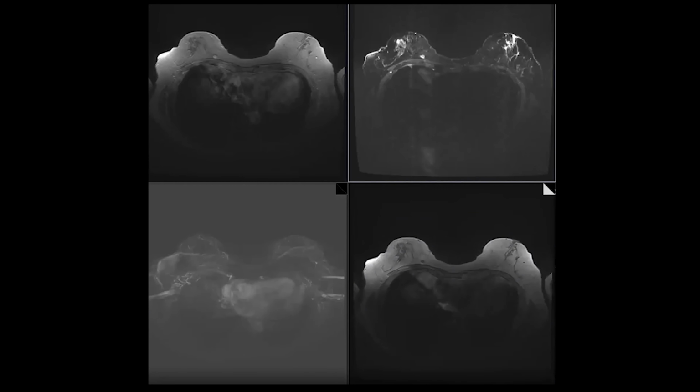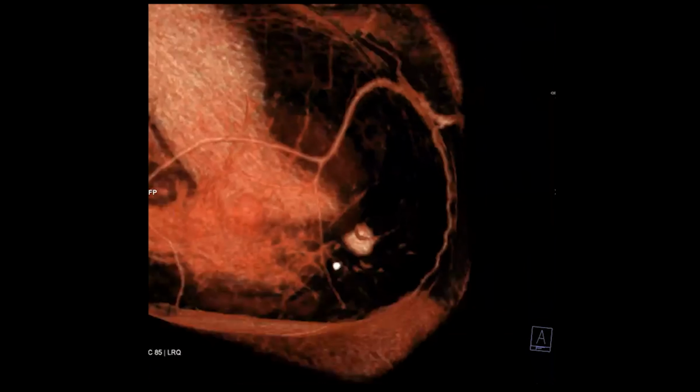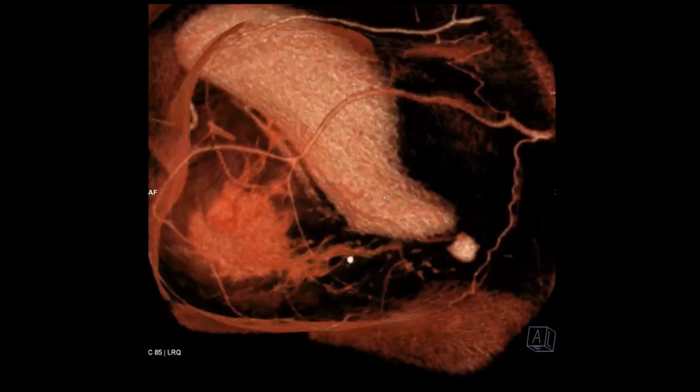So to go back to the Mamma CT, this is really a nice case to have a look at this again. Clear diagnosis after 5 minutes and 1 examination.